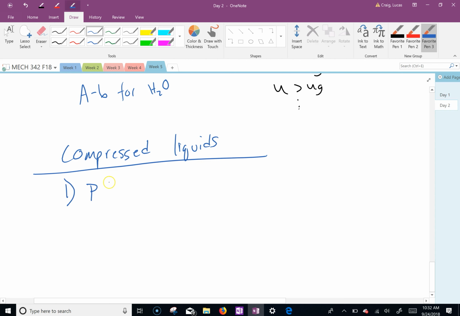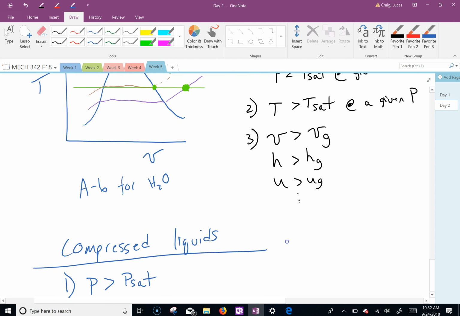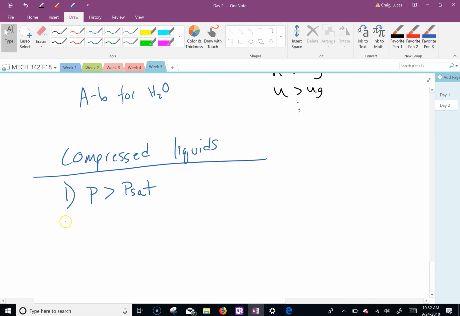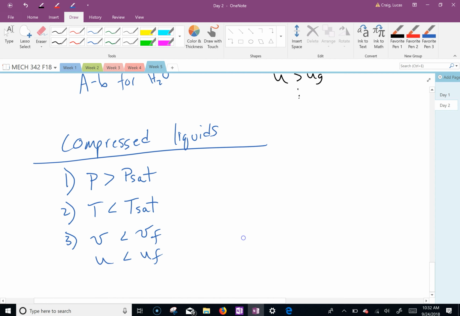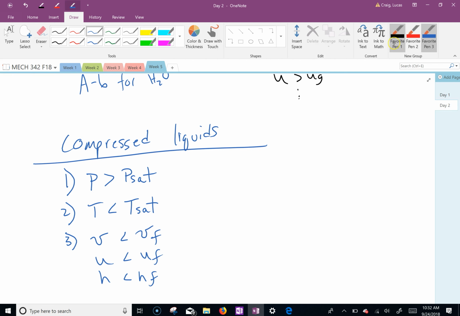Number 1, P is greater than Psat. 2, T is less than Tsat. 3, V is less than Vf, and that holds true for the rest of them. So to help you explain number one, let's do that together. I don't have it on here, but let's plot it.